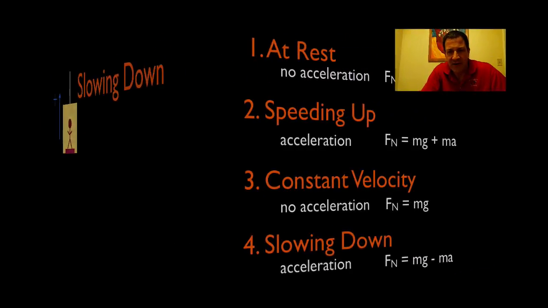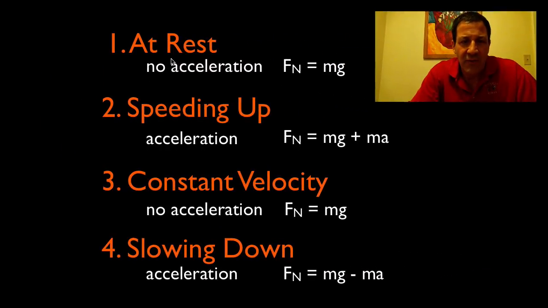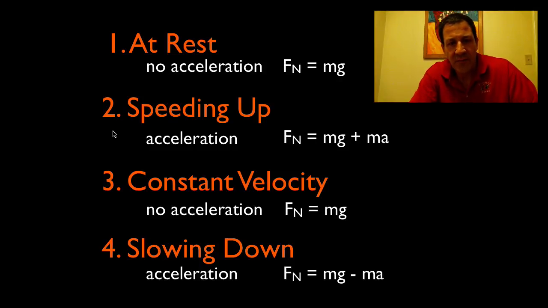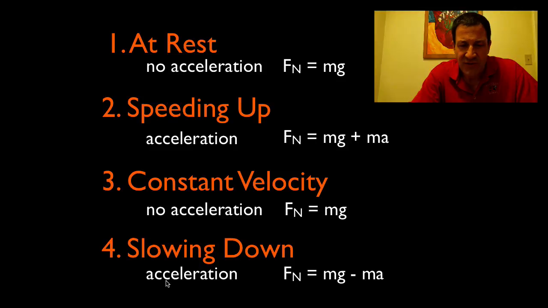Okay, so I made this final slide just to sum everything up. In slide 1, we said we were at rest, there's no acceleration, and the normal force is equal to our weight. When we're moving up and speeding up, we are accelerating, and Fn was equal to mg plus ma. Then we were between floors, moving at constant velocity, no acceleration, and once again the normal force is equal to our weight. And then finally we were slowing down, which means we had an acceleration, but in this case Fn was equal to mg minus ma, so the scale would read less than our true weight.